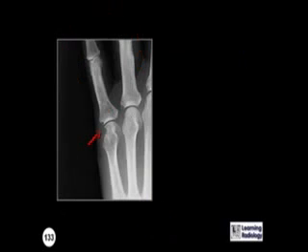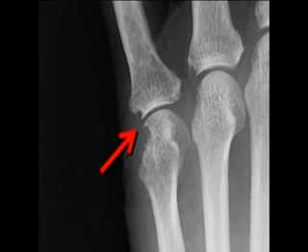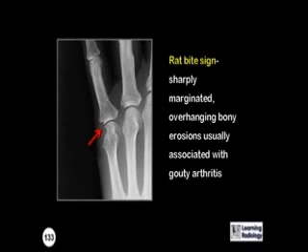What is the descriptive term given for this appearance? This is the rat bite sign, representing the sharply marginated, overhanging, bony erosions usually associated with gouty arthritis.